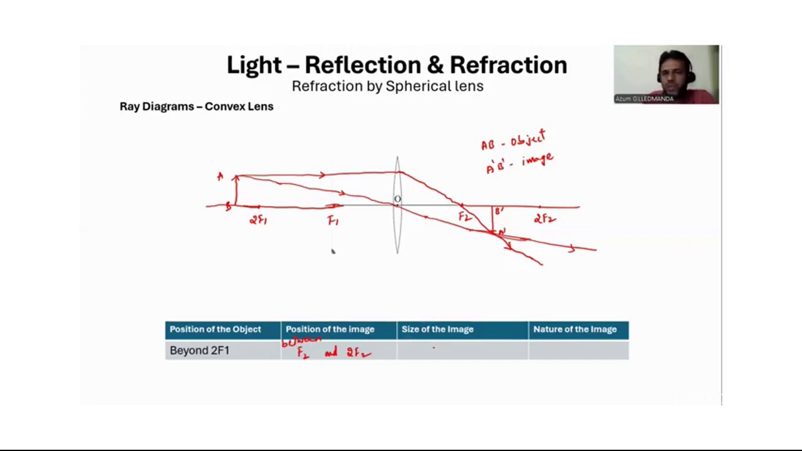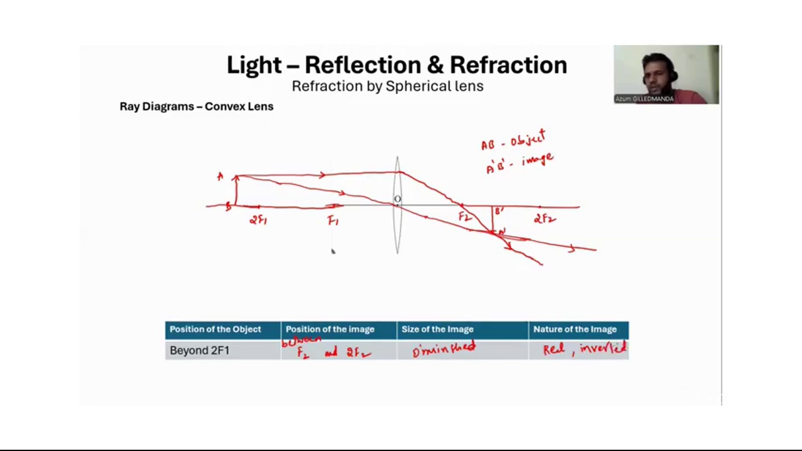And what is the size of the image? Is it enlarged or diminished? I think it is diminished. If we draw with a scale, you will see exactly that it is a diminished image. As I am drawing freehand, I am not getting straight lines, so you will not see a considerable difference, but it is a diminished image. And the nature of the image is that it is a real and inverted image.